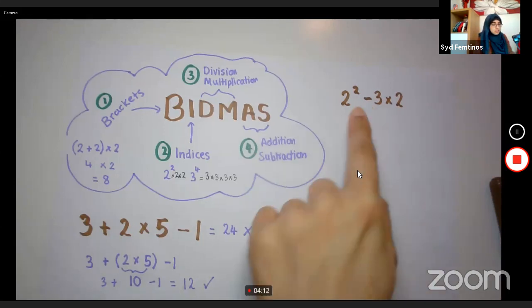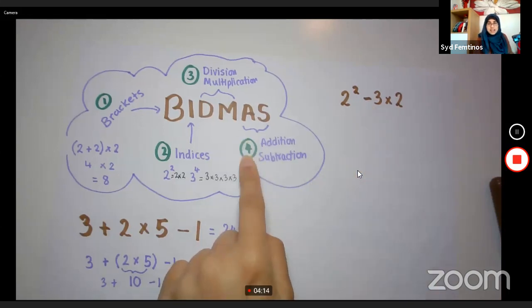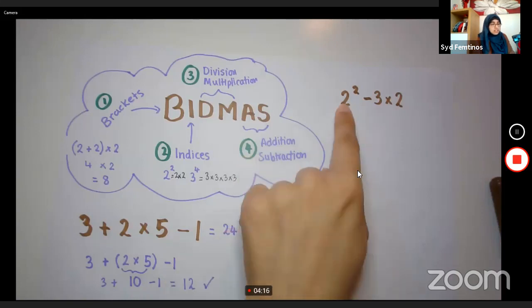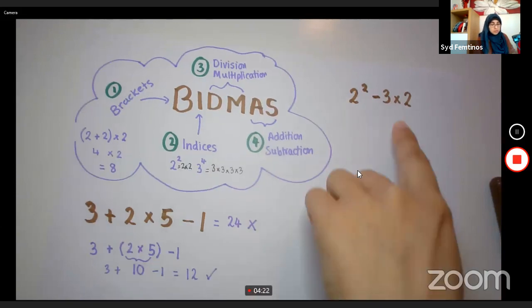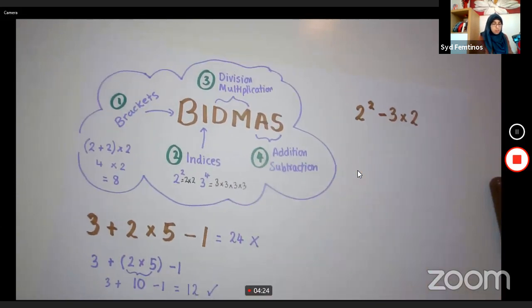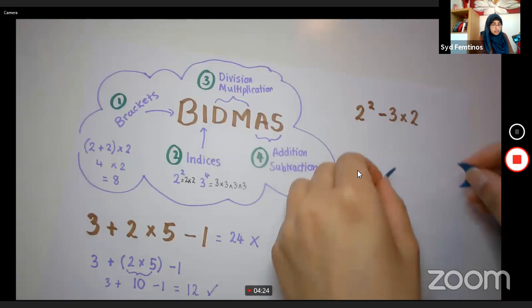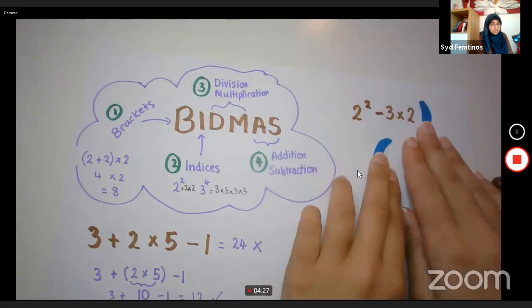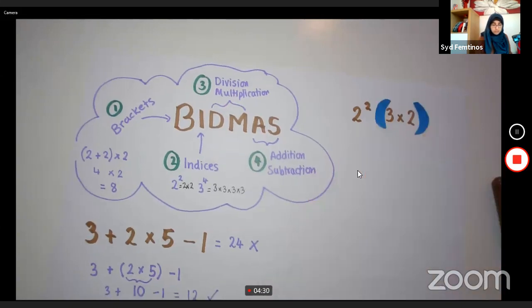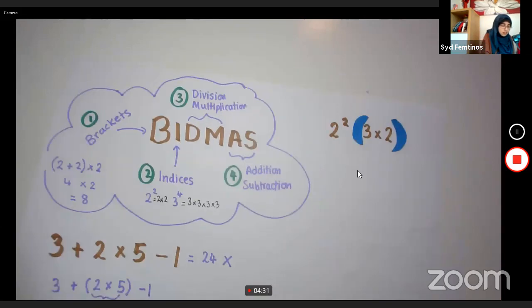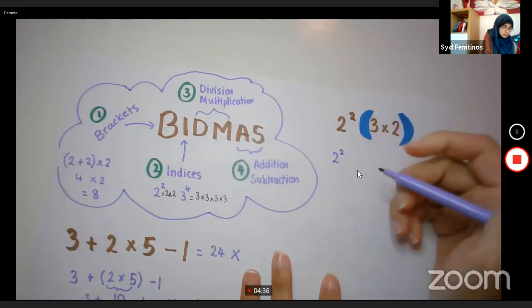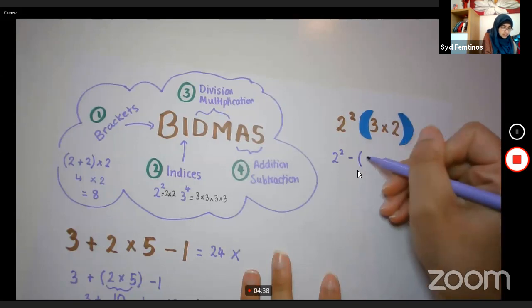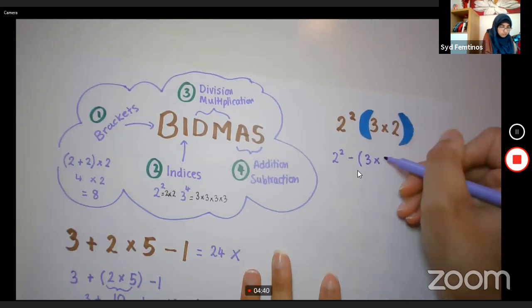Well, the takeaway is going to be fourth. We're going to do that at the end, okay? The indices are second, so we've got to do that first, because there's no brackets in here. But because we've got multiplication, to help us remember to do that, we can put the brackets around 3 times 2, okay? So what we're going to do now is we're going to have 2 squared, and you've got a minus sign. You can't see the minus sign because it's underneath the brackets. So you've got 3 times 2.